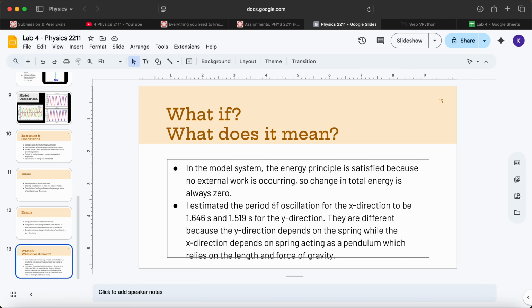And then I estimated the period of oscillation for the x direction to be 1.646 seconds and 1.519 seconds for the y direction. They're different because the y direction depends on the spring and gravity completely, and the x direction is going to account for the pendulum motion, which relies on the length and force of gravity.